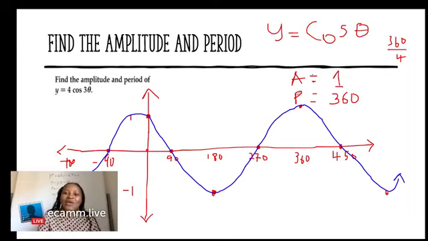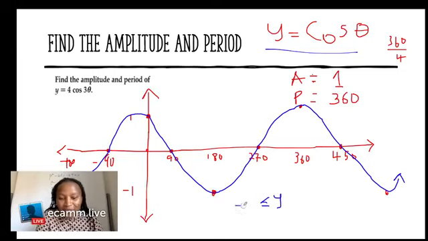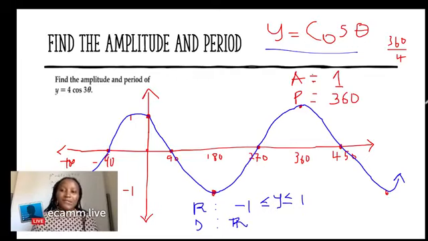So guys, this is our standard graph for the course. And you can obviously talk about your domain. Your domain is all real numbers. Your range, your y, is between -1 and +1. So this is your range. I'll just say R for the range. Your domain is all real numbers.